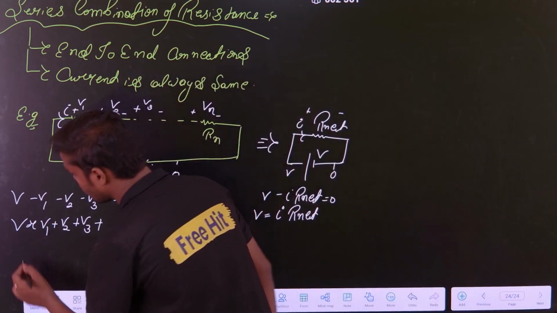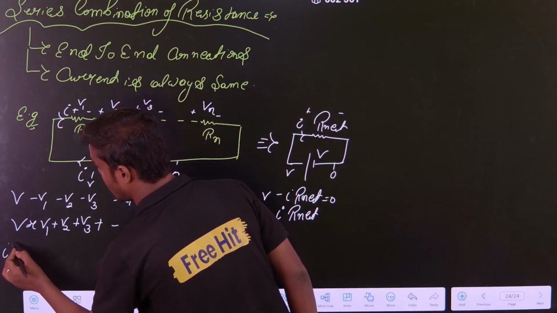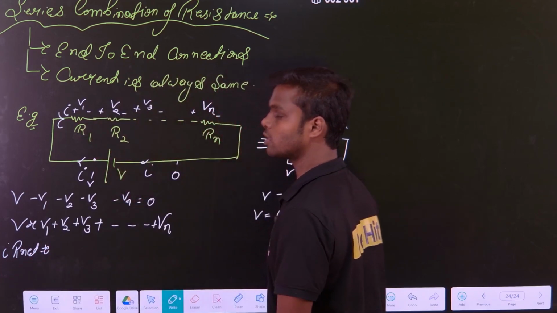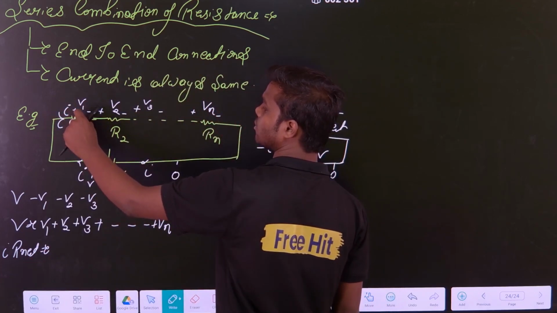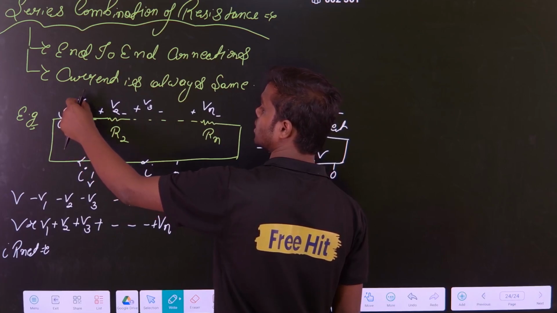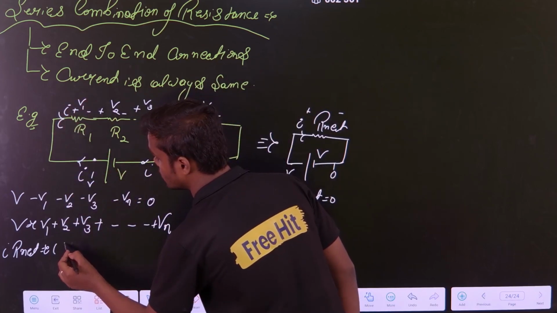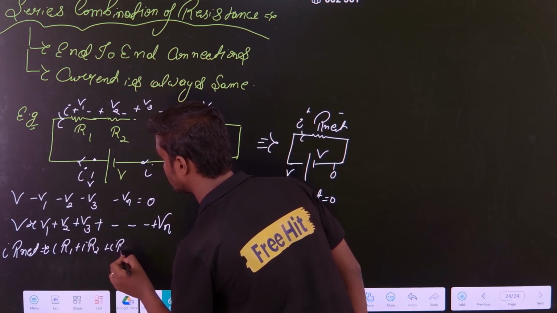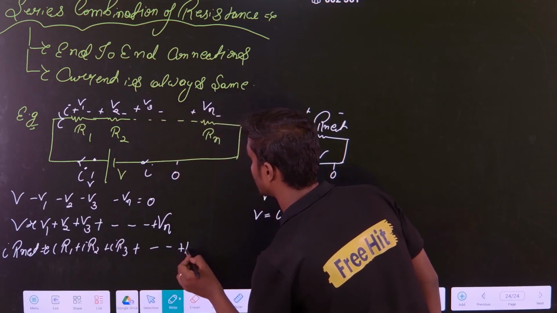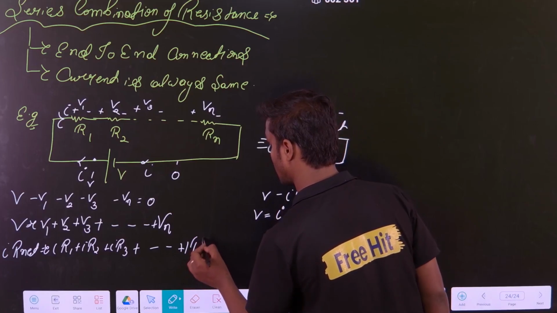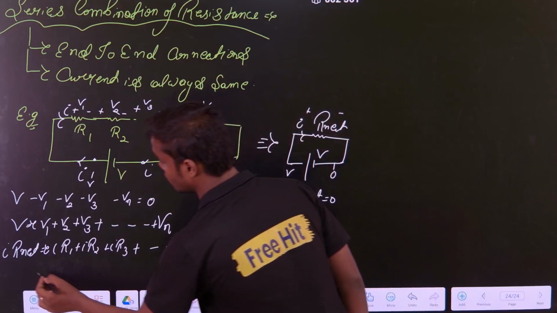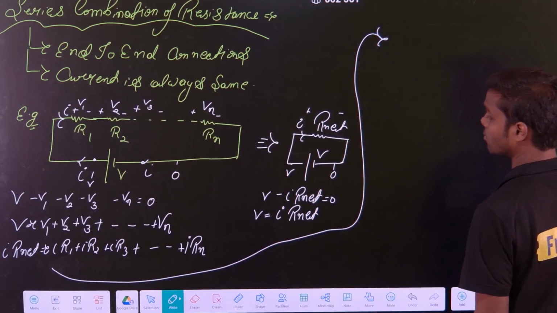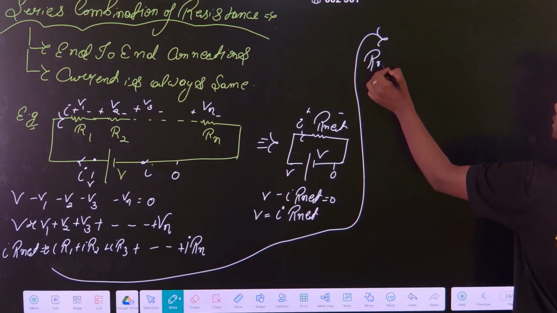Similarly, I can write V is equal to I into R net. Now what is V1? Can you tell me what is V1? See, the current I is there. What is the resistance of this? R1. So V1 is I into R1. Correct? Similarly, I into R2, I into R3, like that it will go to I into Rn. So from here, what have we got? We have got R net is equal to how much?